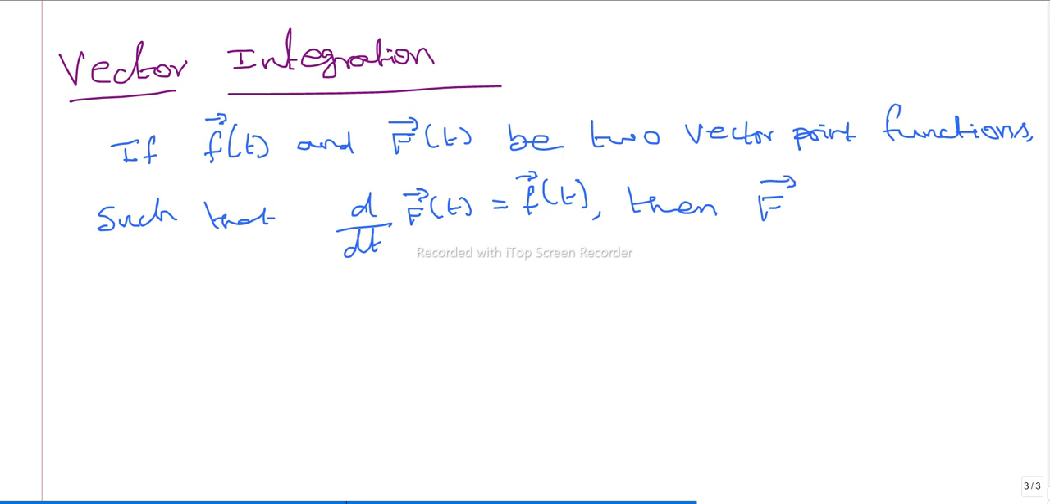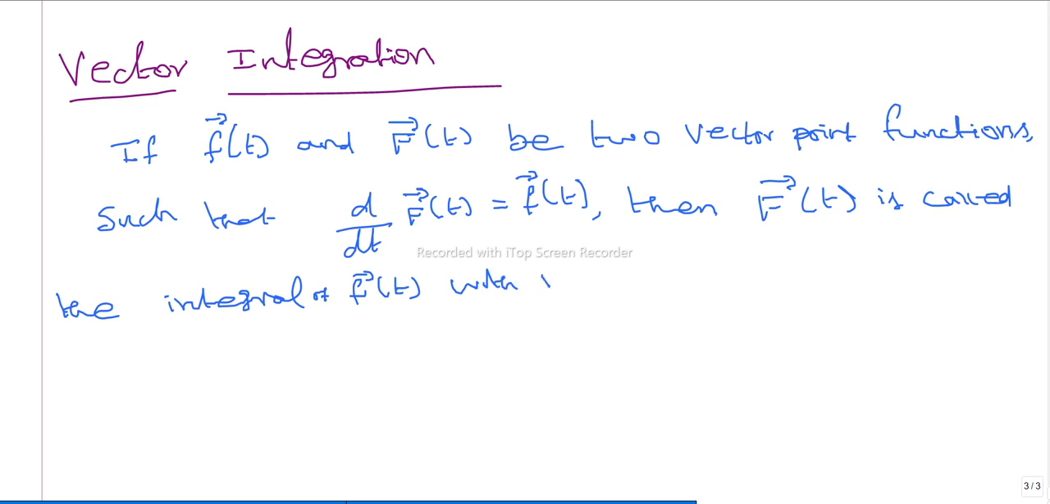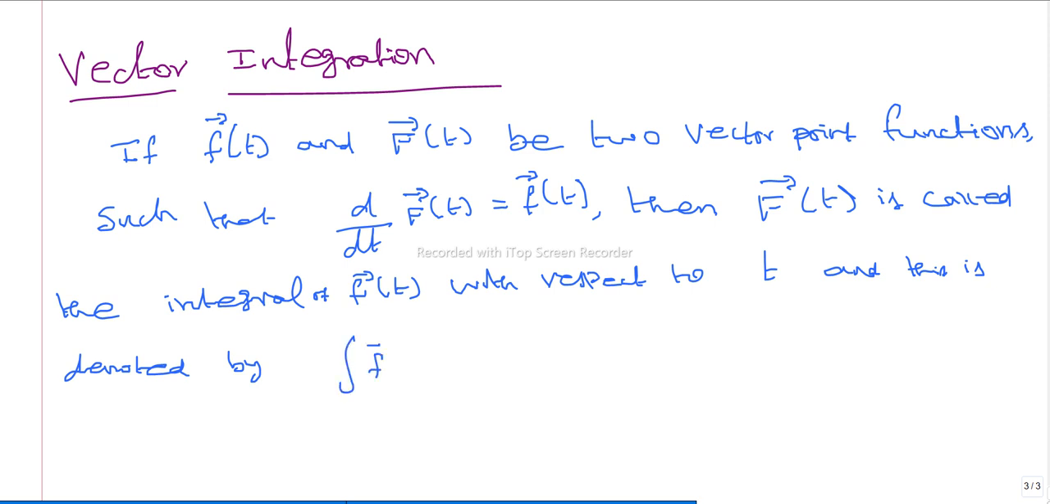Then this capital F of t is called the integral of small f, the integral of f of t with respect to t, and this is denoted by the integral of small f vector t, which is nothing but capital F of t.